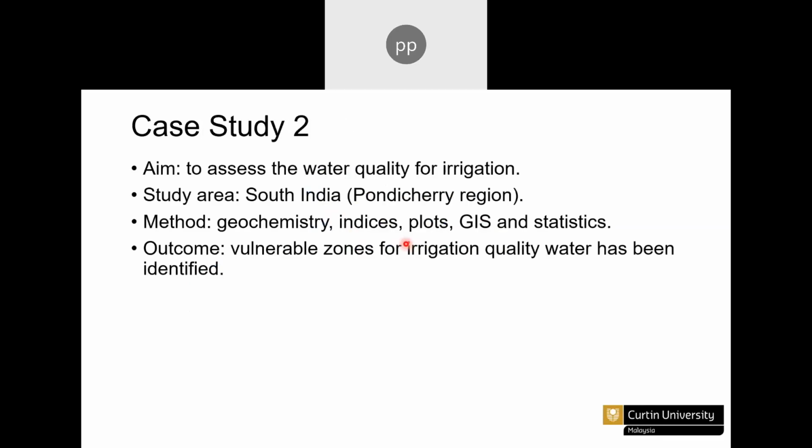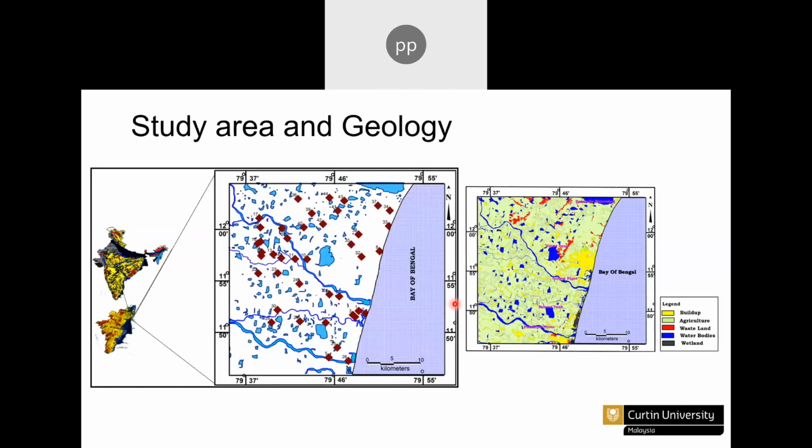And the second case study, this is the background, similarly to assess the water quality for irrigation. The study area is South India, but it is concentrated on the Pondicherry region. And the methods, again, they use geochemistry, indices, geochemical plots, GIS, and statistics. And the outcome, again, they identify the vulnerable zones for irrigation water quality.